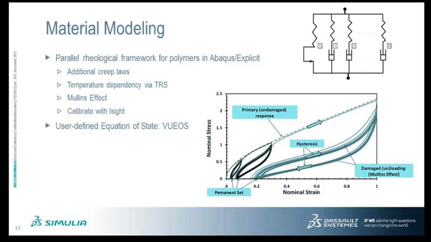So these new capabilities give you options and the capability to model very complex types of material behavior that you actually see in real polymer models. The last bullet point there talks about a user-defined equation of state for Abaqus Explicit. So this is a new feature. If you have your own equation of state model that you want to put into an explicit simulation, this is an interface which allows you to do that.